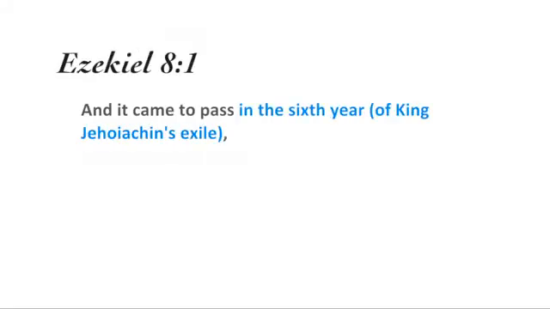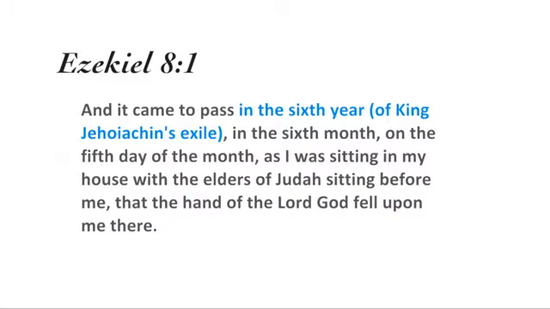Ezekiel's next major vision was on the 5th day of the 6th month, in the 6th year of the exile. That's in Ezekiel 8:1. And it came to pass in the 6th year, in the 6th month, on the 5th day of the month, as I was sitting in my house with the elders of Judah sitting before me, that the hand of the Lord God fell upon me there.